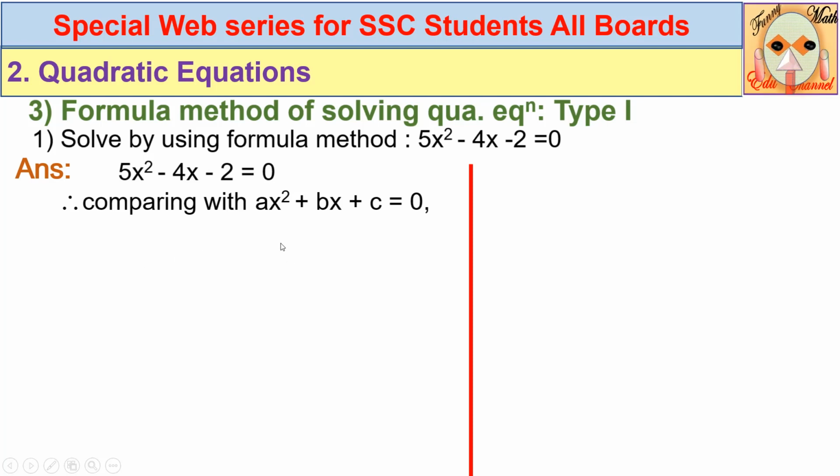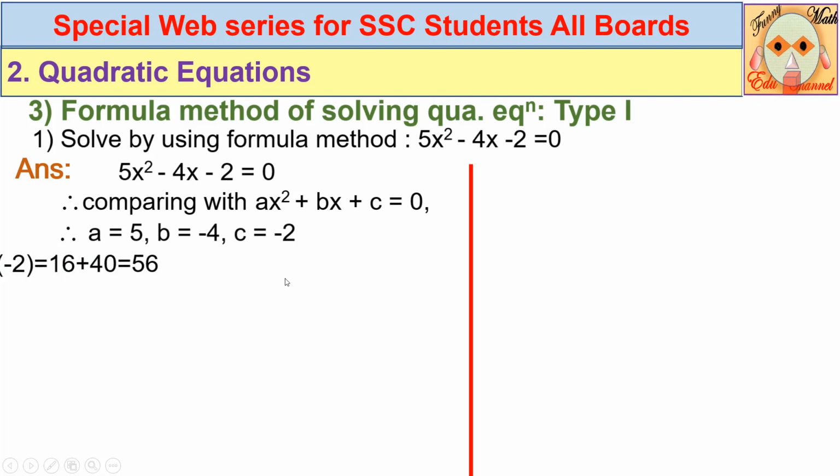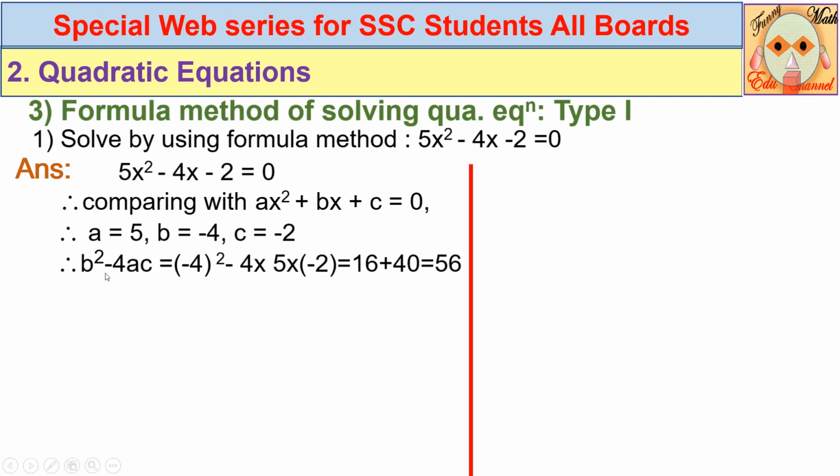Then comparing, you get the values of a, b, c. Here you get a is equal to 5, b is equal to minus 4, c equal to minus 2. Correct? After getting these, you have to find out the value of the discriminant, that is b square minus 4ac.